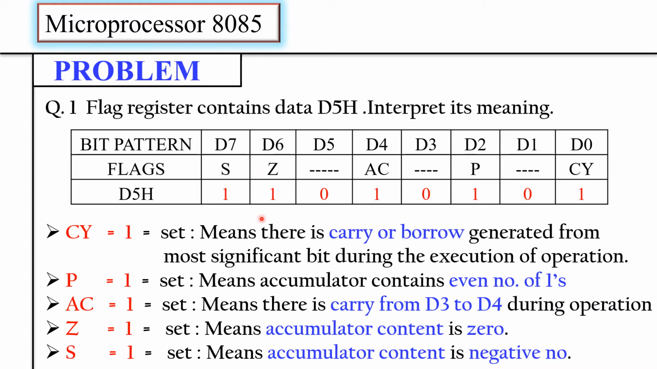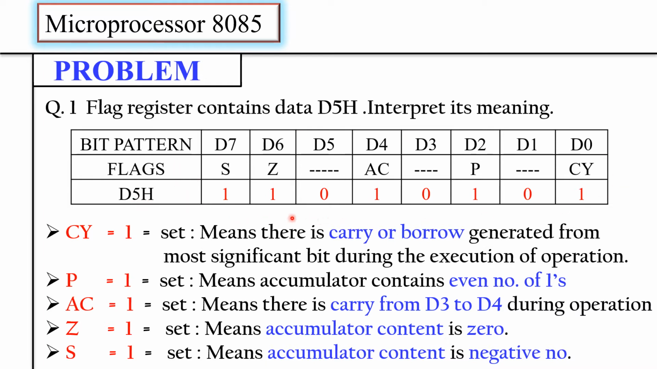Then the zero flag. Zero flag is 1, that is it is also set, which means the accumulator content is 0. Clear? Then lastly, the sign flag is also 1, that is set, which means that the accumulator content is a negative number. Clear?